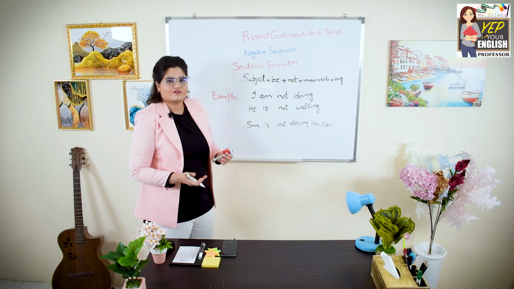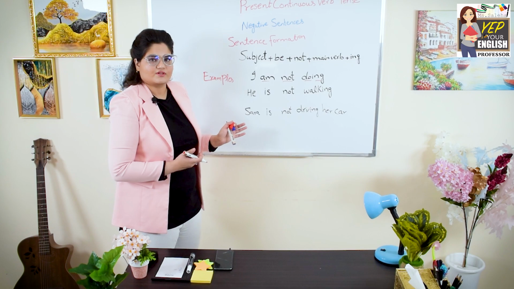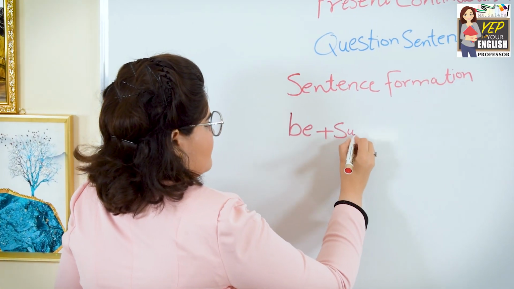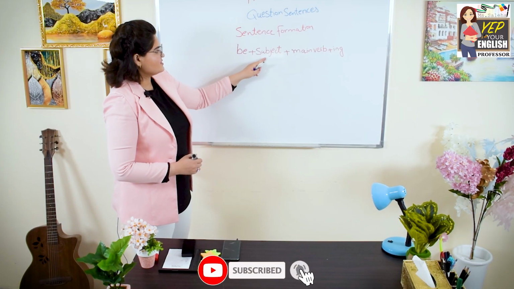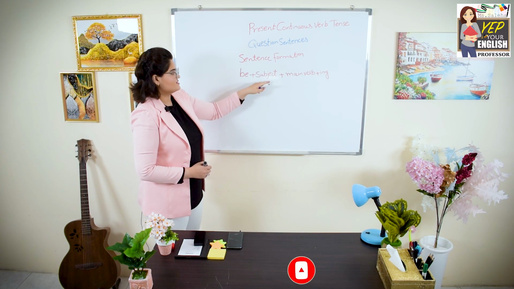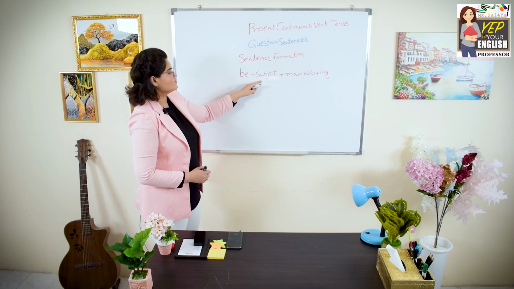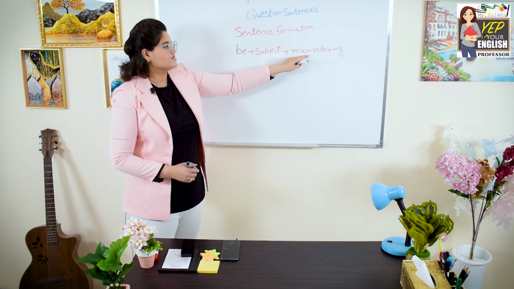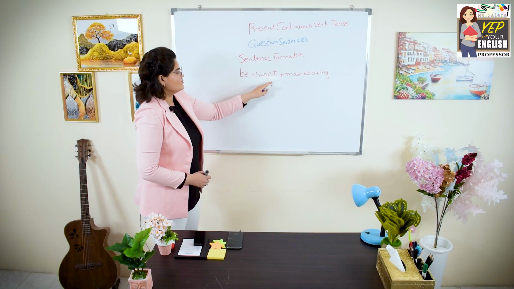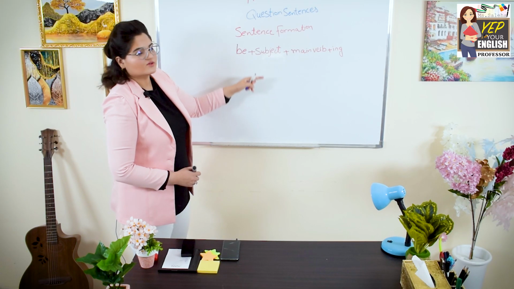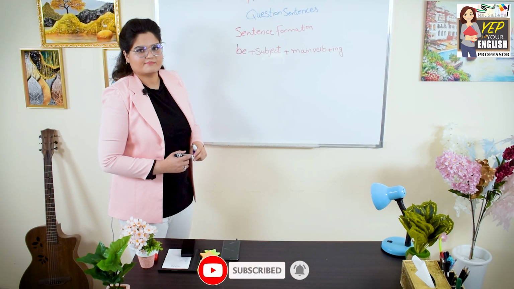Similarly, we can also make question sentences in present continuous tense. Let's have a look. Here you can see the sentence making pattern is same. We just put the be before the subject and then the rest is same, the main verb and ing. The pattern is same with a little bit of change. We can make the question sentences in present continuous tense. Have a look at some examples.